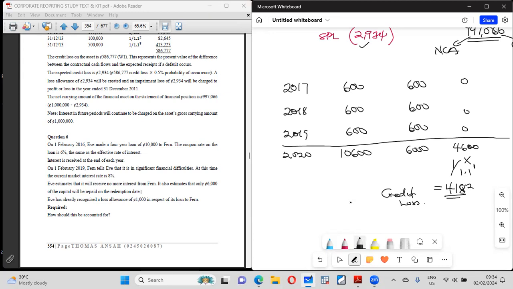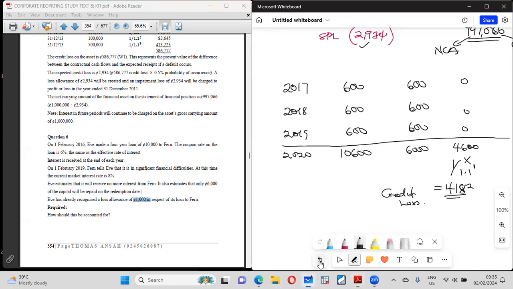So the question is, is it 12 months expected credit loss? It's lifetime expected credit loss. So this question made it silent. And since it is credit impaired, it is going to be over the period. So now you see that at this point, they recognize only this figure. They recognize only 1,000, which means there is an extra 3,182 they are supposed to recognize in addition.